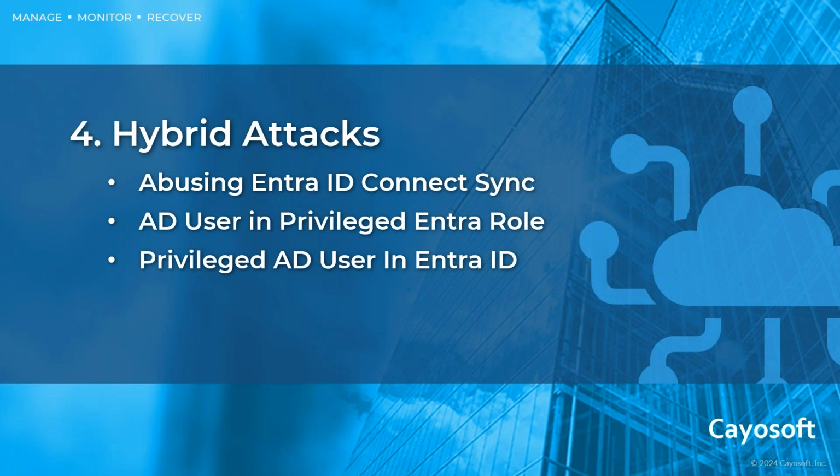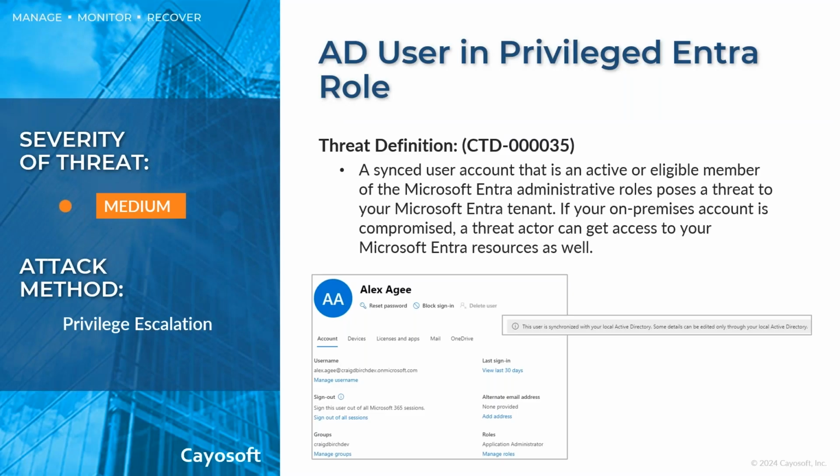It usually will start with MSOL_GUID if you're using Entra ID Connect Sync. It may look different if you're using an older version of AD Sync. This account can be attacked to gain access from on-prem as well as from Entra ID, because it carries high privileges in both environments. The other one is an AD user in a privileged Entra role, which we'll go into a little bit deeper, and then also a privileged AD user synced to Entra ID. So let's understand what those last two mean. Let's take a deeper dive.